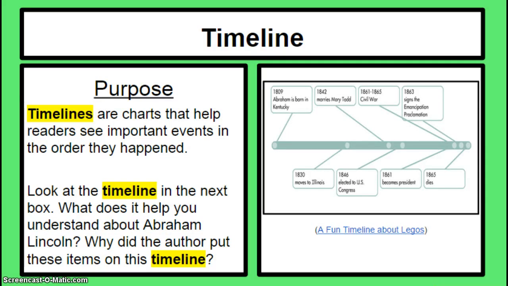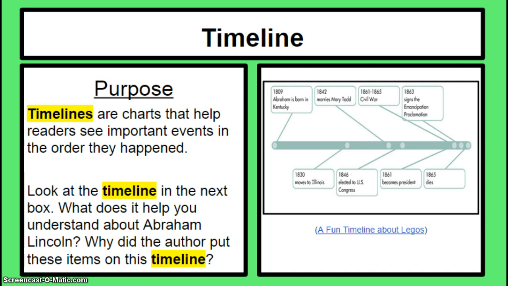Okay, so what are timelines? They are lines of time. Okay, really smart, Mr. Holland. Let's try that again. What are timelines? Timelines are charts that help readers see important events in the order they happened. Some people call that a sequence because it sounds kind of smart. A sequence of events. So check out the one here about Abraham Lincoln.